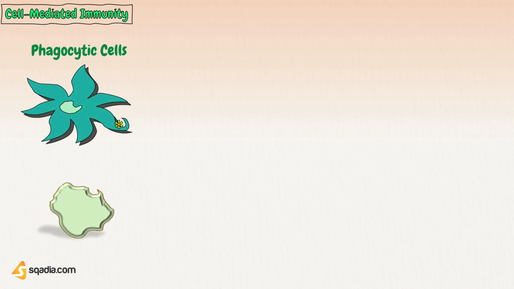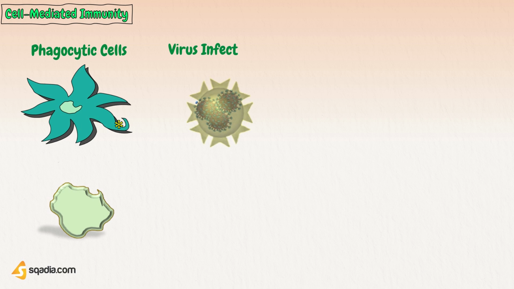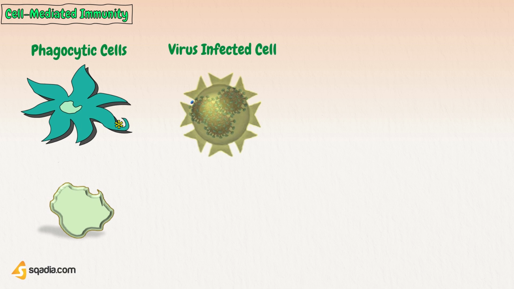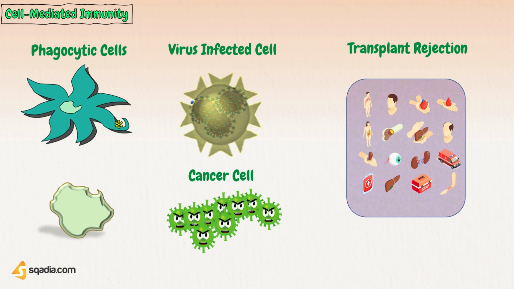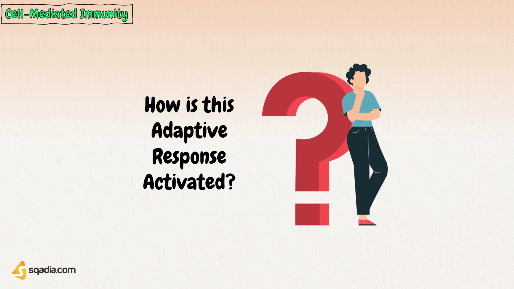Cell-mediated immunity is directed primarily at microbes that survive in phagocytes and microbes that infect non-phagocytic cells. It is most effective in destroying virus-infected cells, intracellular bacteria, and cancers. It also plays a major role in delayed transplant rejection. But how is this adaptive response activated?